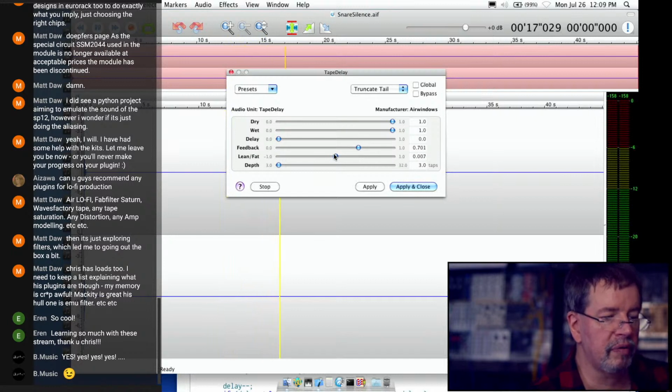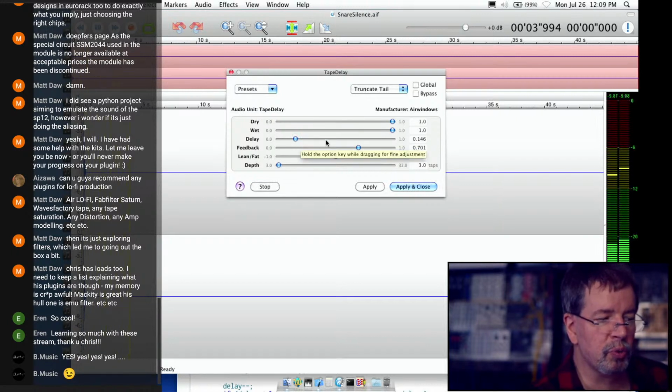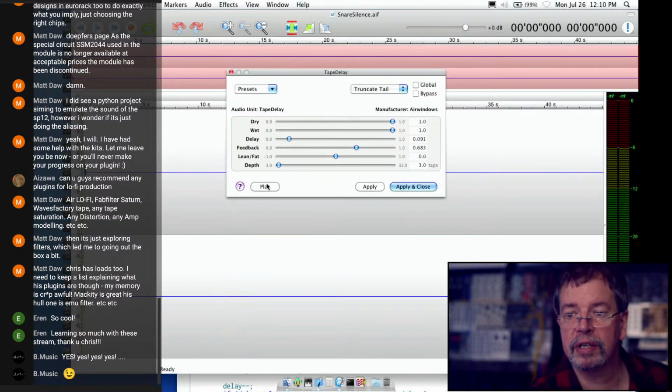We'll set lean fat to exactly 0. Okay, I think it's doing something now. But maybe it's not. Okay, this is a weird beast. You can also make it feedback. So you're supposed to be able to change the pitch.